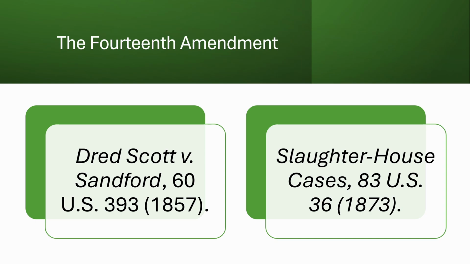In Slaughterhouse Cases, 83 U.S. 36, 1873, the Supreme Court's decision was the first major decision interpreting the 14th Amendment. The plaintiffs, an association of white butchers in New Orleans, sued the defendant after Louisiana gave the defendant a monopoly over the slaughtering business in New Orleans.